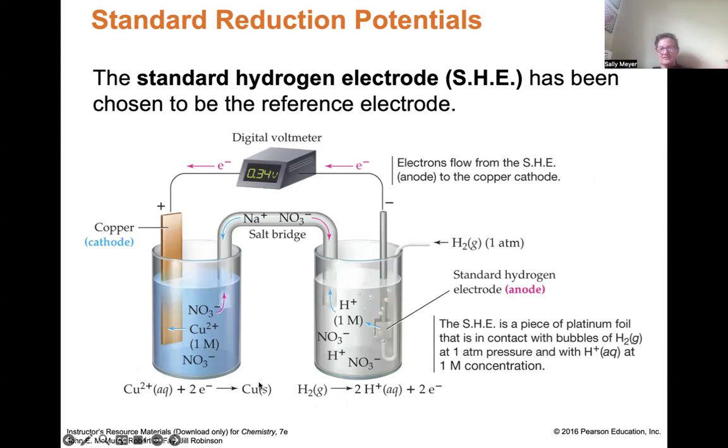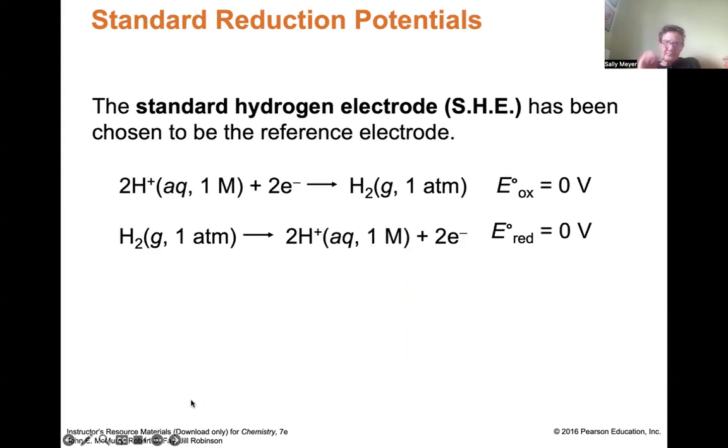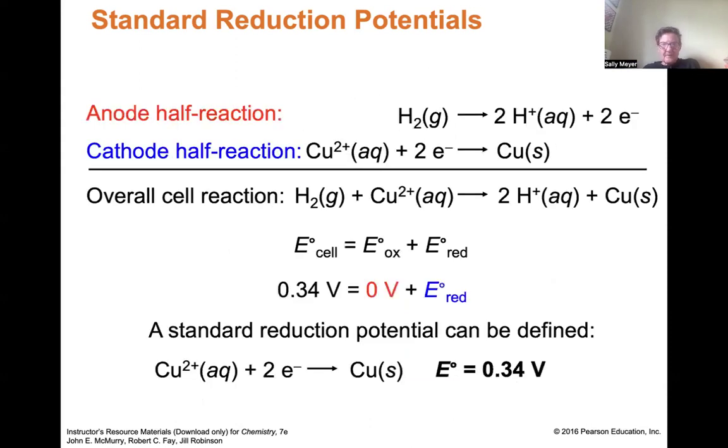And then when I measure the cell potential of that relative to anything else, I will consider that the cell potential of the other half of the reaction. So if this is 0, when I'm measuring 0.34 volts, I will attribute that to the copper 2+ plus 2 electrons. So the standard hydrogen electrode has been chosen to be the reference. So either way it's going, doesn't matter. We would say that that cell potential is 0.